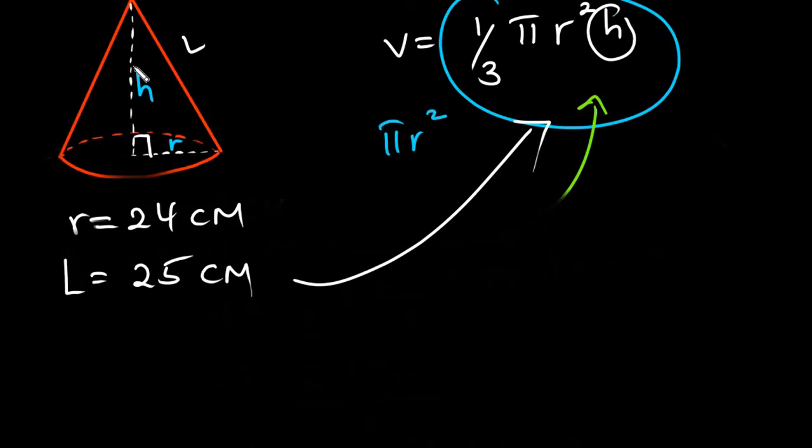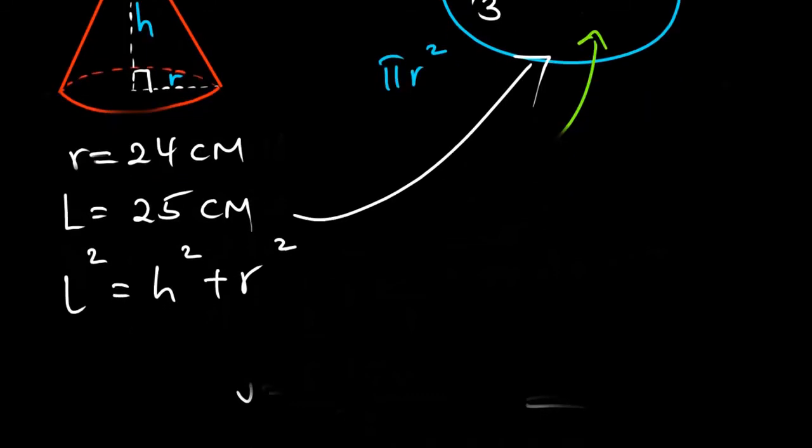which states that for a right-angled triangle, and as you can see, this is a right-angled triangle, you have this length and this length, and then the hypotenuse, that is L, the slant height. So in this case, L squared is equal to h squared plus r squared. That is the Pythagoras Theorem, and that is the one we're going to use to get the value of h.